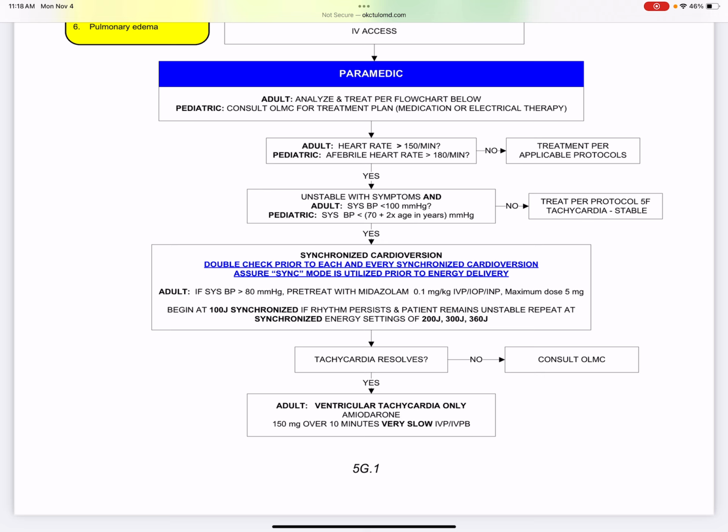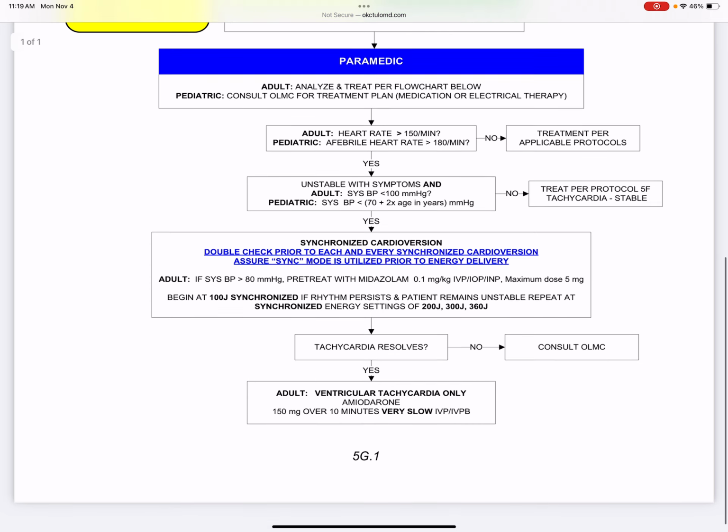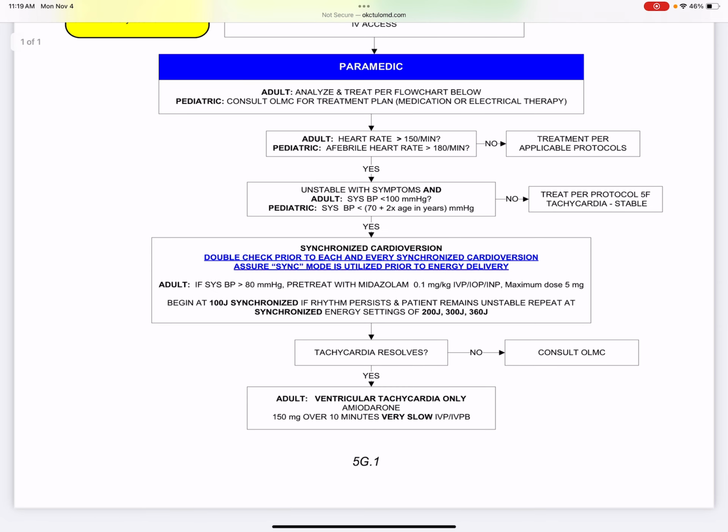So we'll start here, paramedic. For adults, analyze and treat per flow chart below. Pediatrics, always, we're going to consult online medical control for treatment plan. So we go down. For adults, is the heart rate greater than 150 per minute? For pediatrics, afebrile heart rate greater than 180 per minute. If not, again, we're just going to treat whatever protocol we're going by then.